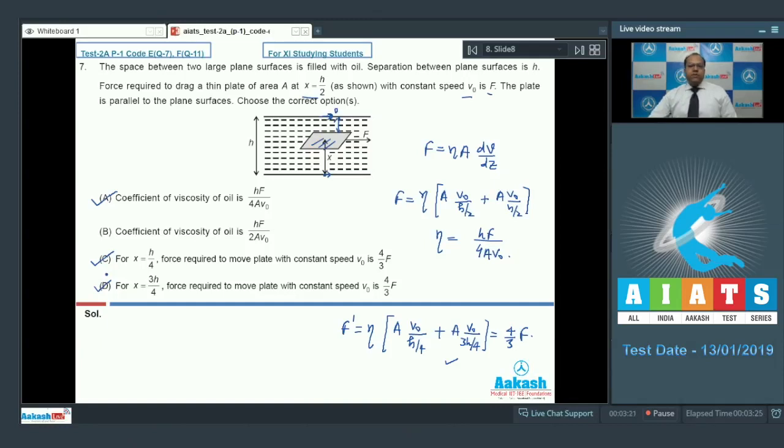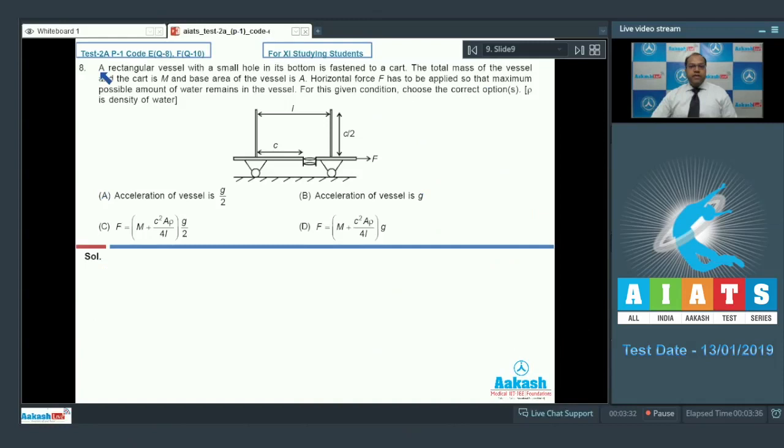Let's move to question number 8. In question number 8, a rectangular vessel with a small hole in its bottom is fastened to a cart. The total mass of the vessel and the cart is M and the base area of the vessel is A. Horizontal force F has to be applied so that the maximum amount of water remains in the vessel. For this given condition, choose the correct options. Rho is the density of water.